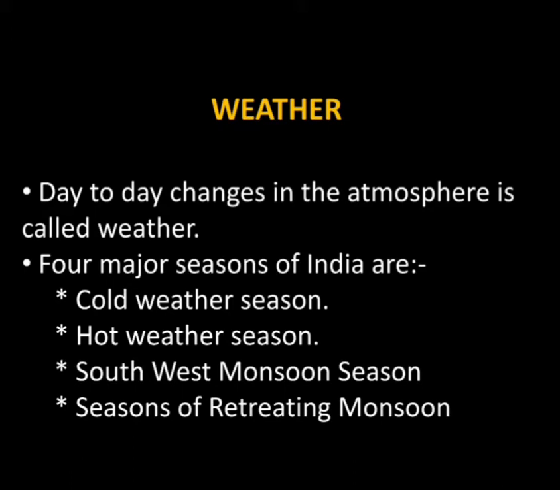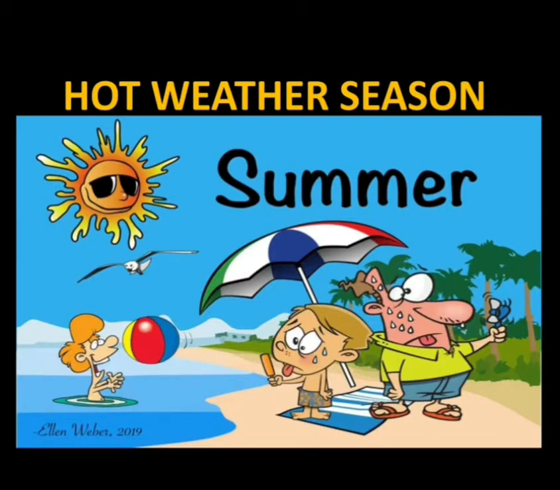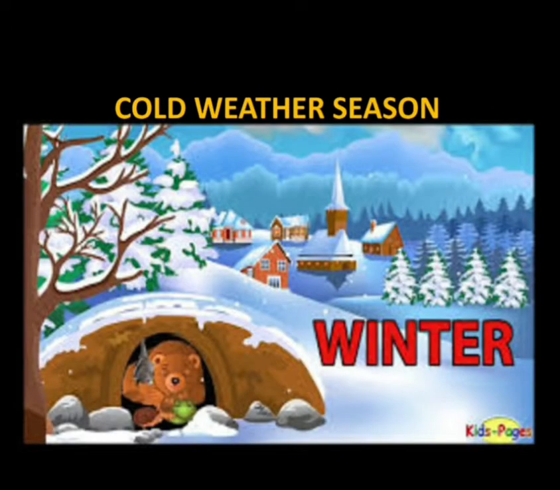Now, the cold weather season or winter: in this season, the sun rays do not fall directly in the region. As a result, the temperatures are quite low in northern India. The second season, that is the hot weather season or summer: during this season, the sun rays more or less directly fall on this region. The temperature becomes very high. The hot and dry wind called the loo blows during these days.